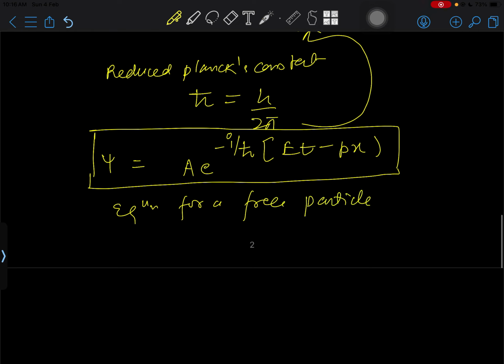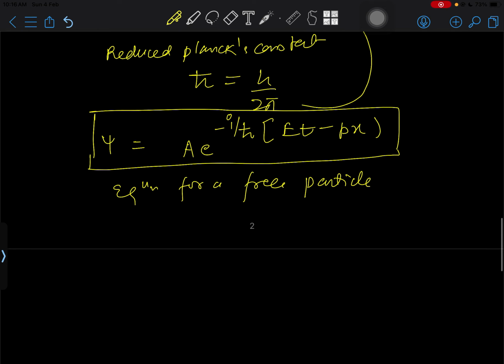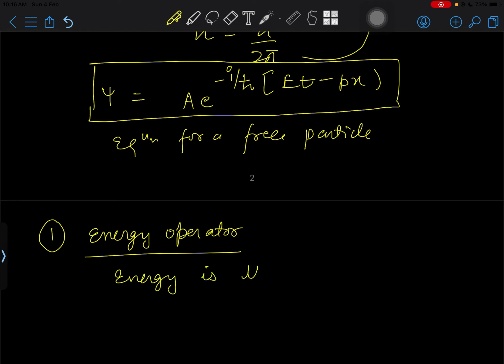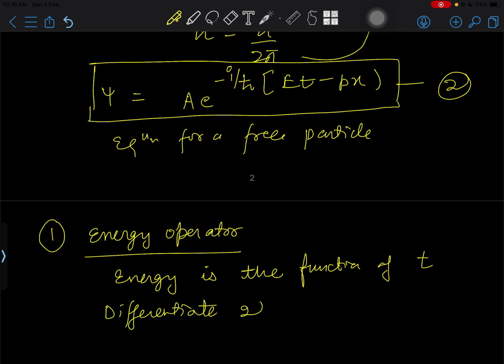This is one of the most important equations when we are going to talk about the Schrodinger wave equation, because this equation is helpful to determine the value for the energy operator as well as for the momentum operator. So now we can determine the value of the energy operator by using this particular relation. Energy is a function of time, so we need to differentiate. Let us consider this as equation number 2. We need to differentiate equation number 2 with respect to time t.